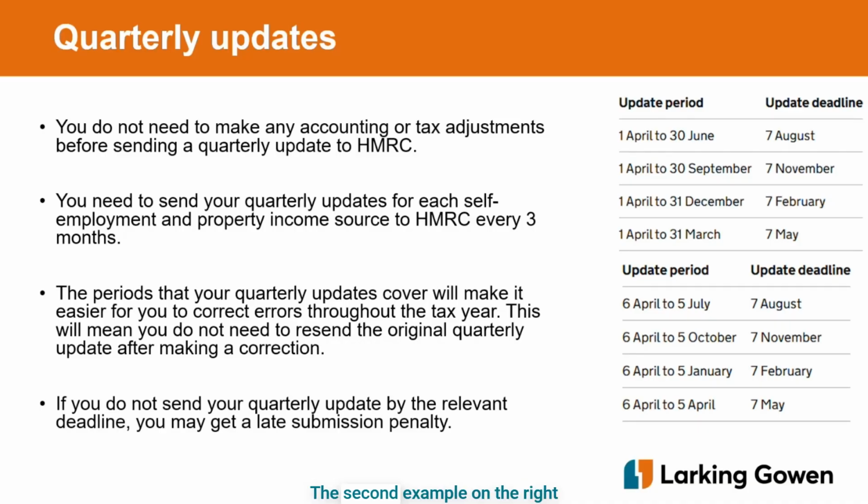The second example on the right there is if you choose the update quarters to be in line with the tax year. So that's 6th of April to 5th of July, with the final one going 6th of April to the 5th of April. And again, the update deadlines are exactly the same. So they're always the 7th of the month after the update period.